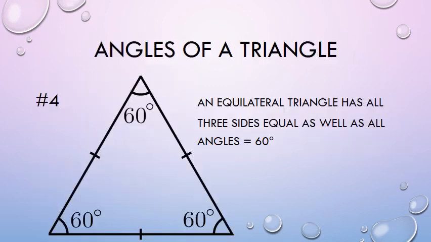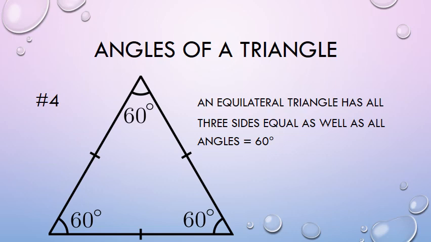Okay, and then the last one is the equilateral triangle. I'm not going to show you an example with this, but immediately, if all the sides are given the same, you will know that it is an equilateral triangle, which makes all the angles of that triangle also equal. Okay, thank you, grade 8s.